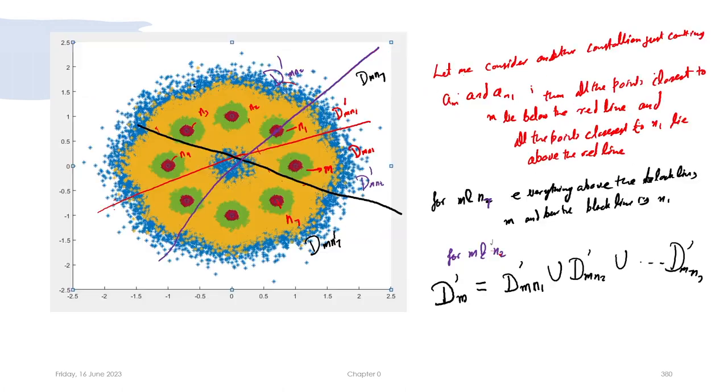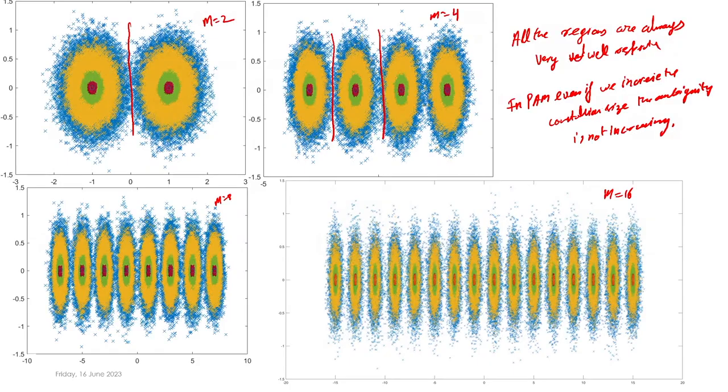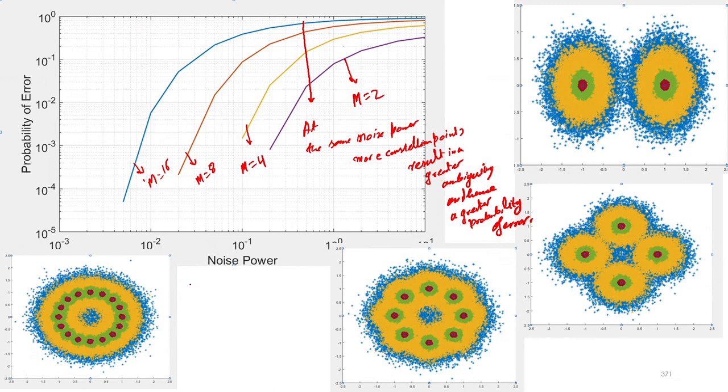So let us now revisit PSK. In PSK, adding new points decreases the minimum distance between constellation points. Hence, it dramatically increases the probability of error.